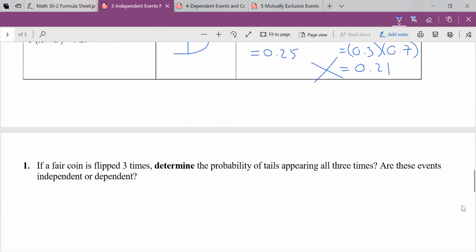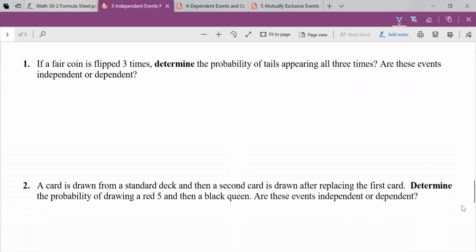Okay, let's try a few more questions here. If a fair coin is flipped 3 times, determine the probability of tails appearing all 3 times. Are these events independent or dependent? Well, I flip the coin, then I flip it again, I flip it again. The first flip doesn't affect the second flip or the third flip. This is independent. Okay, let's determine the probability then.